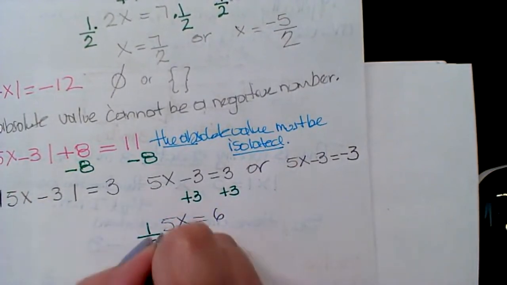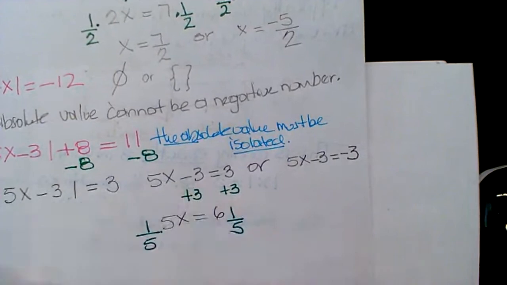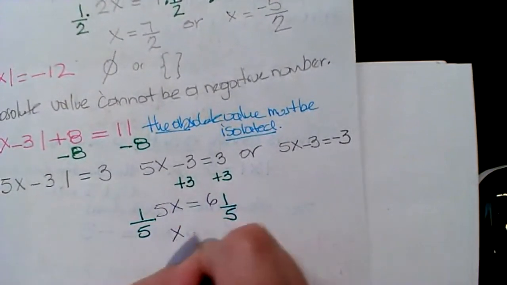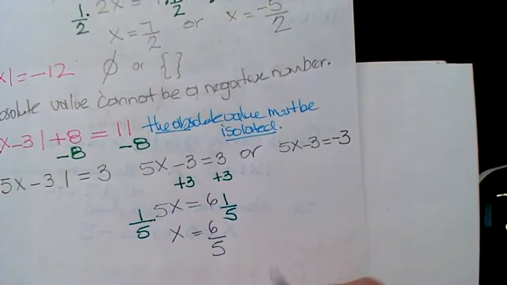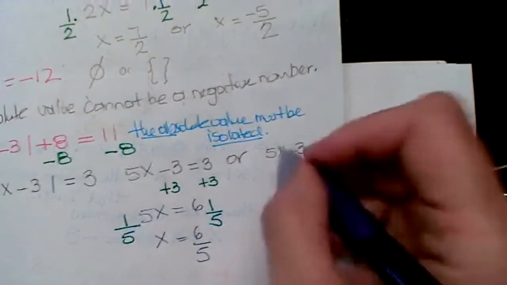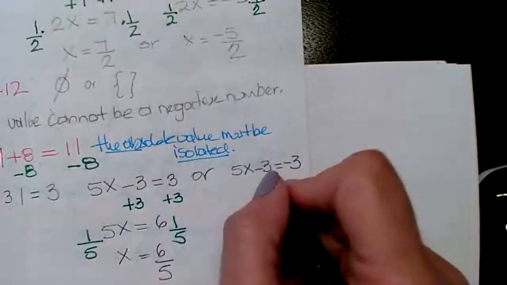Now I'm going to multiply by the reciprocal because I need to work at 1. So this is going to be 6 over 5. One of my answers. Now let's go and try this one.